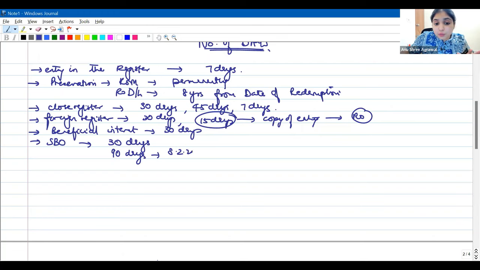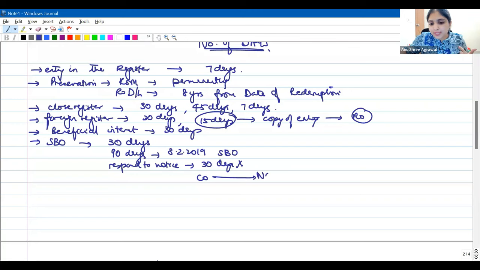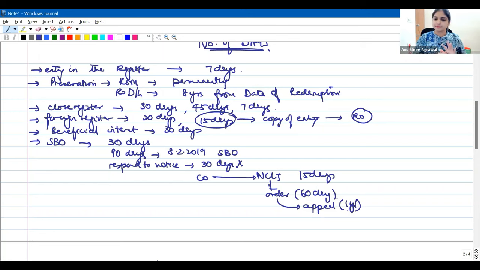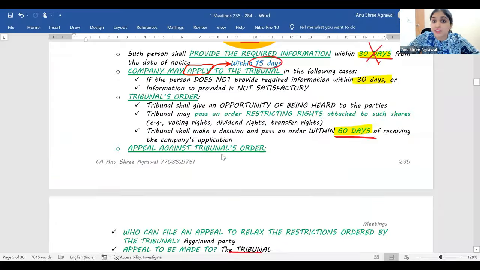If on 8th February 2019 itself I am an SBO, then the time limit is 90 days. In case the company sends me a notice, I am supposed to respond within 30 days. If I don't respond within 30 days, then the company will apply to the NCLT within 15 days. NCLT will pass an order within 60 days. And if I'm not okay with this order, I can file an appeal against it within 1 year. Crystal clear? This is it with our entire discussion regarding SBO.